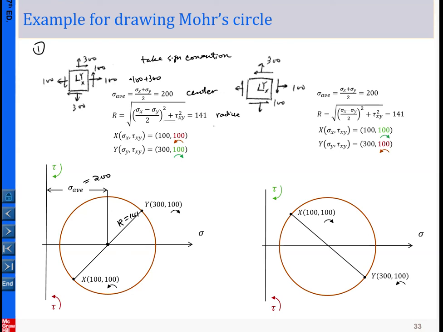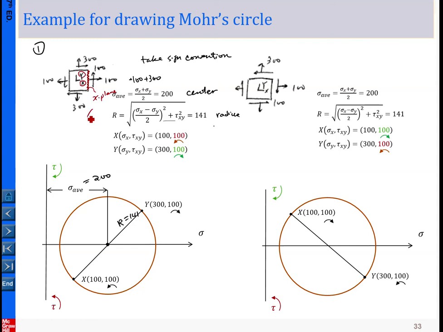Now we have built up the Mohr circle, and I'm going to continue with step 3, determining the x point on the Mohr circle. Again, the x point represents the state of stress in the x plane. This is our xy coordinate, so this is the x plane.